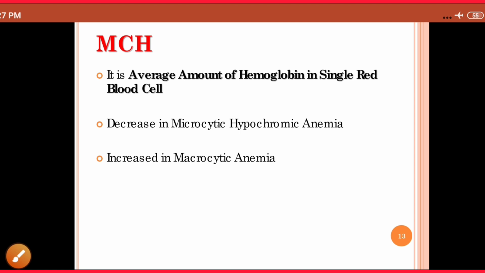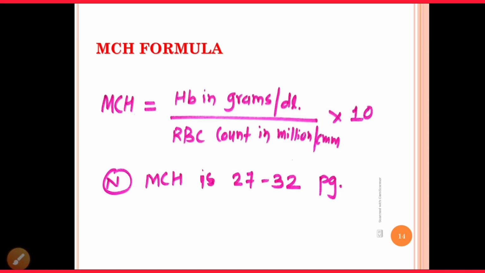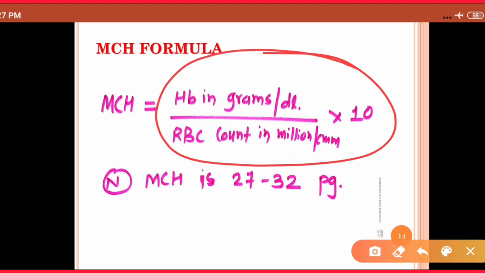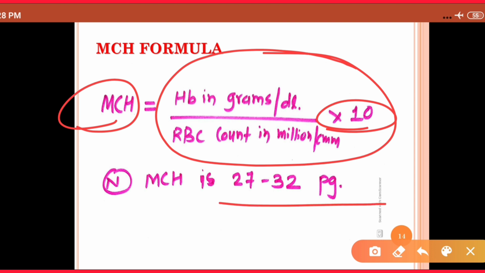So basically, the MCH can be calculated in the cell counter, but you can calculate it with the help of a formula as well. So MCH is calculated by dividing your hemoglobin by the RBC. Hemoglobin divided by red blood cell count, multiplied by 10, will give you the MCH value. And normal MCH is 27 to 32 picogram, right? This is the normal range.